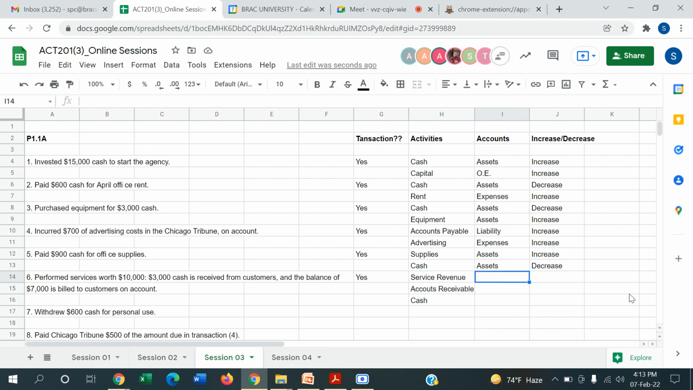So from that transaction, we can see that three accounts are related, and now we are going to categorize them. What types of accounts are these? Service revenue is revenue. Accounts receivable, it's an asset. Cash is also an asset. So revenue increases, accounts receivable also increases. Excellent. So all of these three accounts are increasing by that transaction.